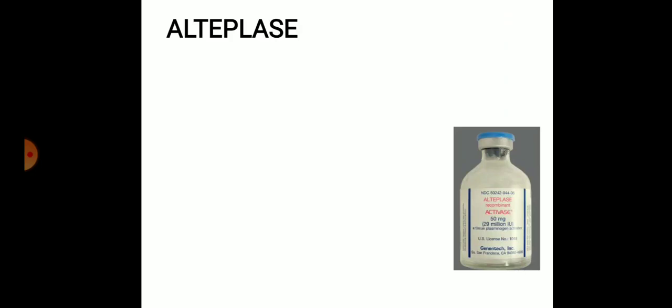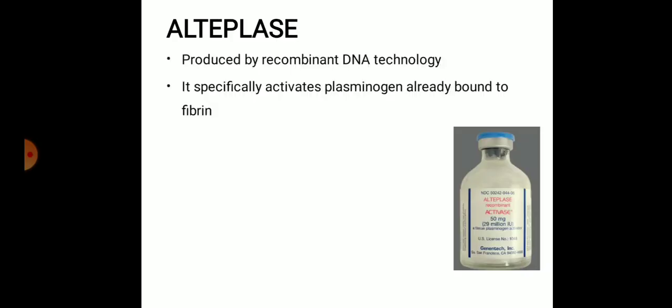Alteplase, that is the recombinant tissue plasminogen activator. Tissue means the fibrin-bound plasminogen activator. It is produced by recombinant DNA technology. It specifically activates the plasminogen which is already bound to the fibrin. That's why it is known as tissue plasminogen activator.